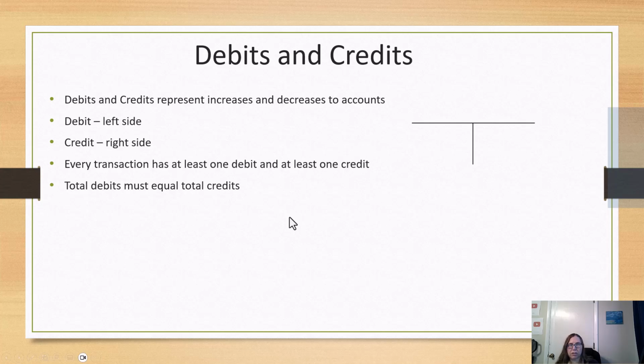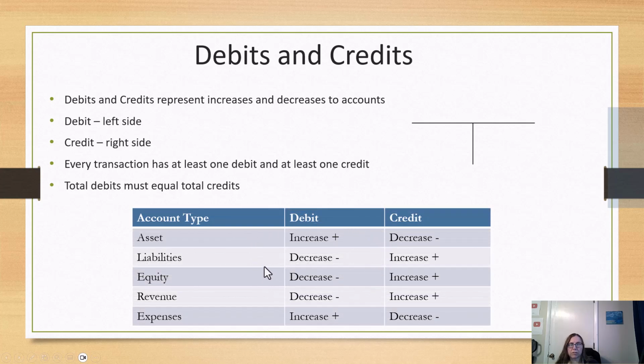So I have this chart. These are the rules that you would follow for debits and credits. For assets and expenses, your debit side is the increase side. Anytime you add to those accounts, it would be a debit. When you subtract from those accounts, it would be a credit. And then for liabilities, equity, and revenue, it would be the opposite.